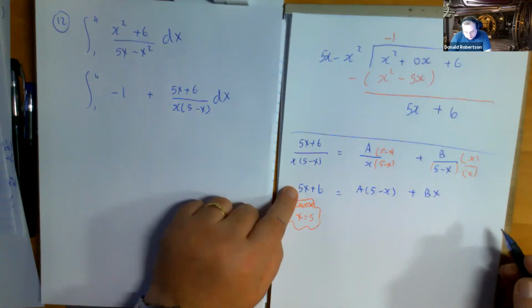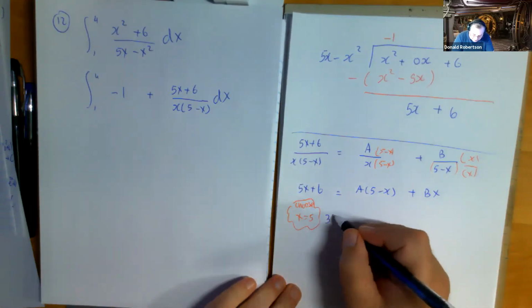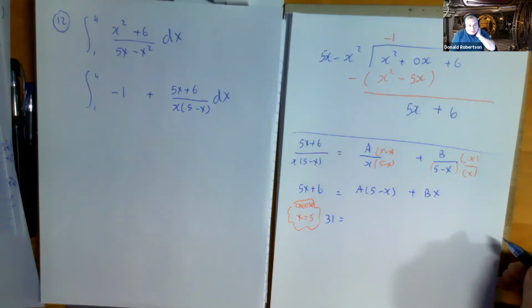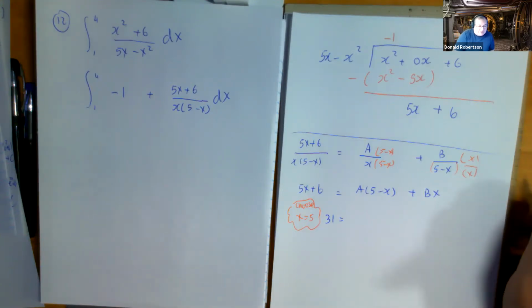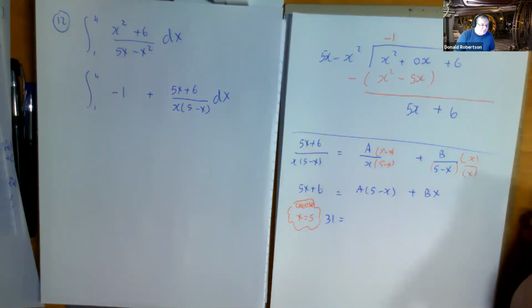5 times 5 is 25. 25 plus 6 is 31. Oh, my bad eyesight has got nothing to do with the fact I can't count. Right. I'm a great believer that all the best mathematicians can't count.